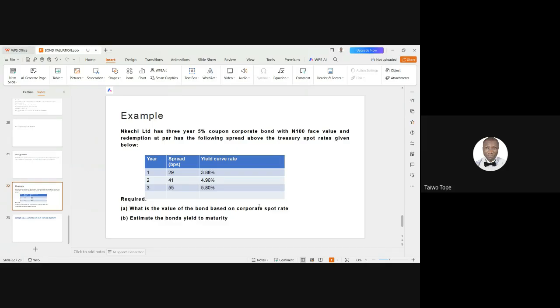What are the steps we looked at in the last class? What are the steps? Somebody should say something. So calculating the value of the bond, we have to use IRR.